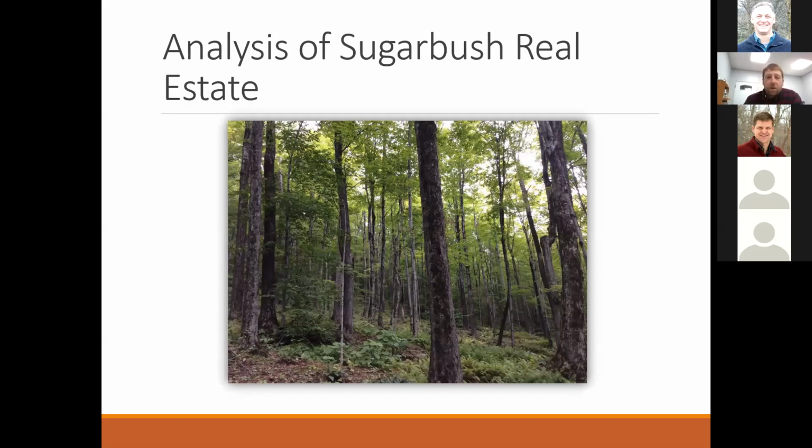Okay, so we're to the meat of the presentation here, and we're going to talk about analysis of sugarbush real estate first, and then we'll get into some information on equipment. We'll get to some information on pipeline. This is all really geared toward market value. So we're looking at sales of similar pieces of property, similar operations, and trying to extract from the market useful data that we can apply to an appraisal problem to come up with values that are based in market information.